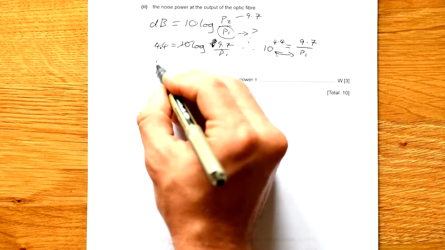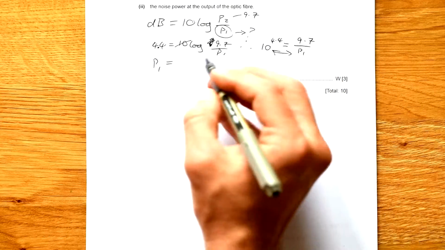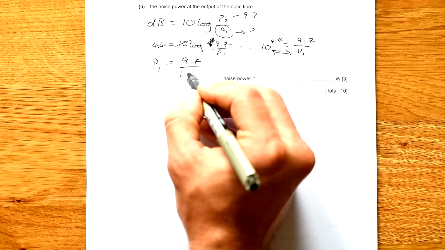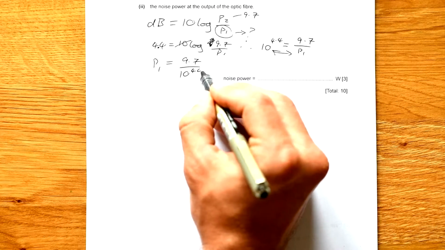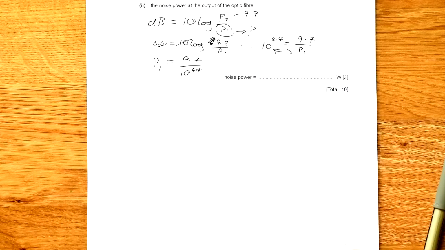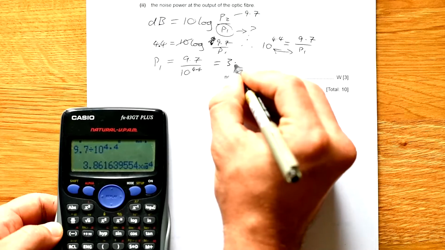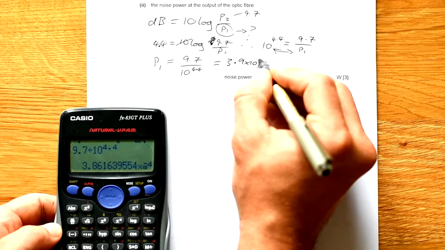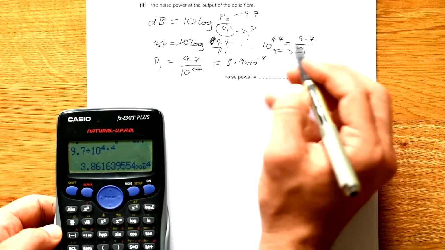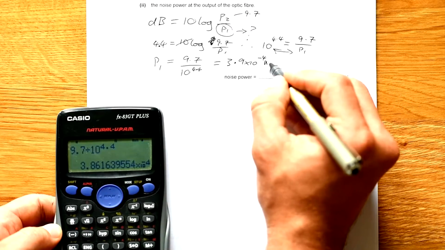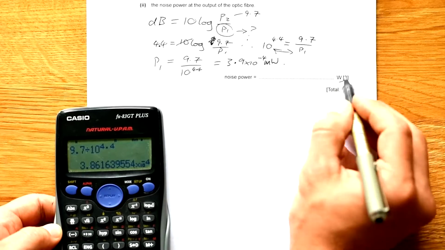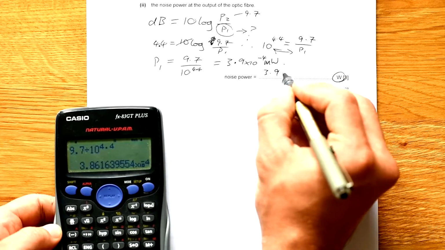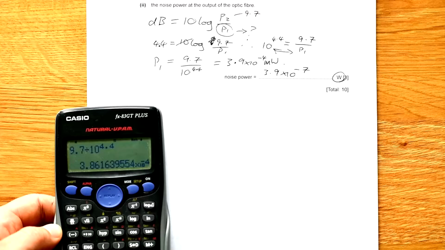Swapping these two round, this power is equal to 9.7 divided by 10 to the power 4.4, and that gives us 3.9 times 10 to the minus 4. However, this was milliwatts, but we're looking for watts, that means that that's going to be 3.9 times 10 to the minus 7 watts.